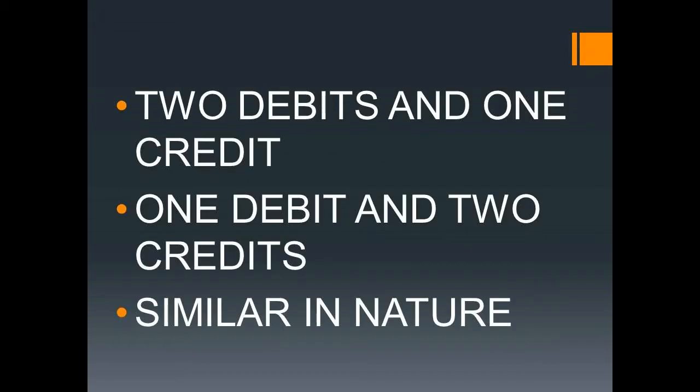Compound entries are those entries which have two or more debits and one credit, or at least one debit and two or more credit items. These are recorded for transactions which are similar in nature. Compound entries are passed when two or more transactions relating to one particular account take place on the same day.